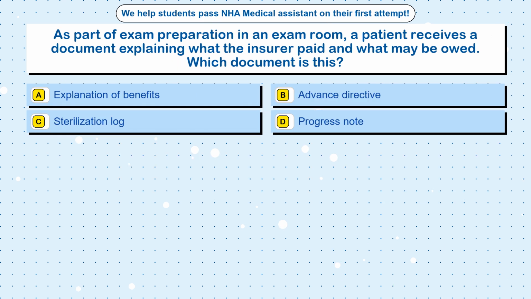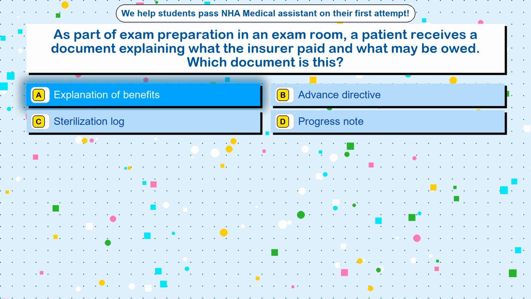Question 7. As part of exam preparation in an exam room, a patient receives a document explaining what the insurer paid and what may be owed. Which document is this? Option A, explanation of benefits. Option B, advance directive. Option C, sterilization log. Option D, progress note. The correct answer is option A, explanation of benefits.